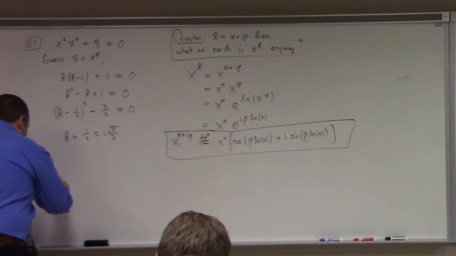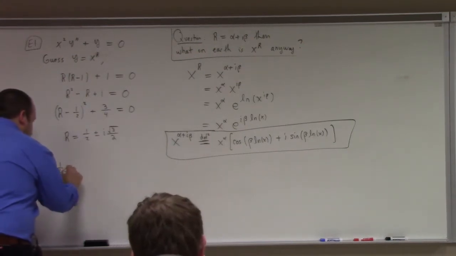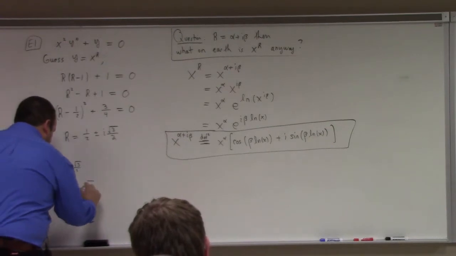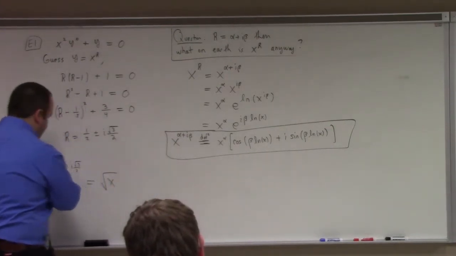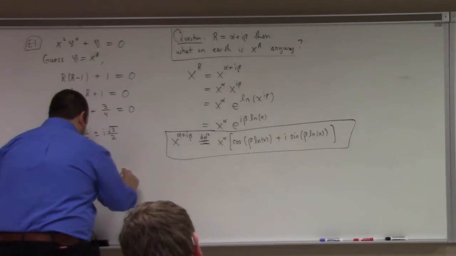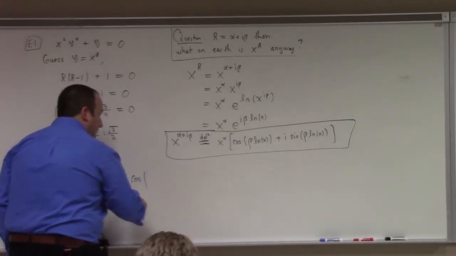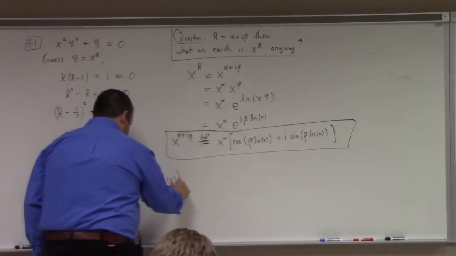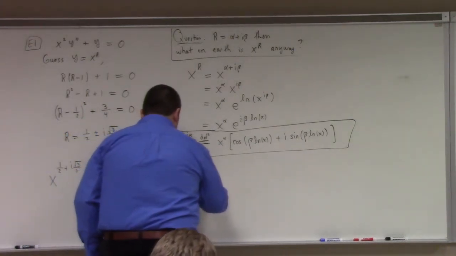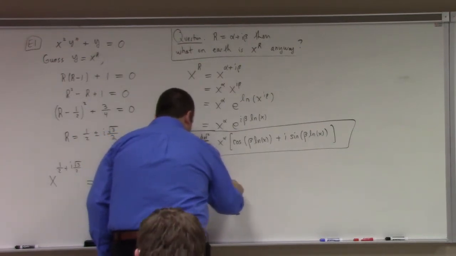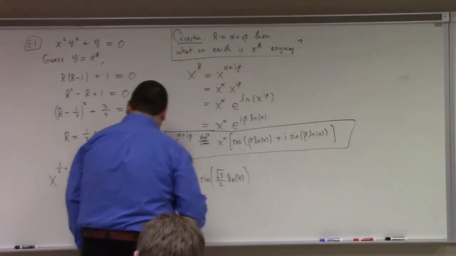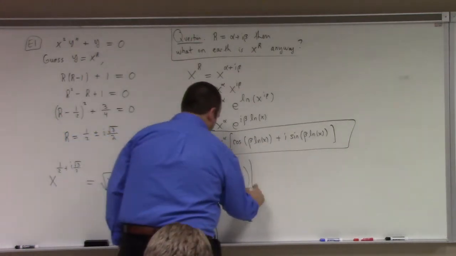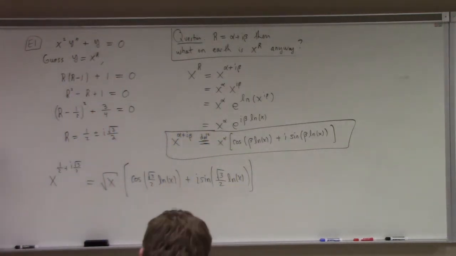So what we get is x to the 1/2 plus i root 3 over 2. Well, that's equal to the square root of x, which is x to the 1/2, times what? Times the cosine of root 3 over 2 natural log of x, plus i times the sine of the square root of 3 over 2 natural log of x. And then, am I looking for a complex solution to this problem? No. I want a real solution, right?